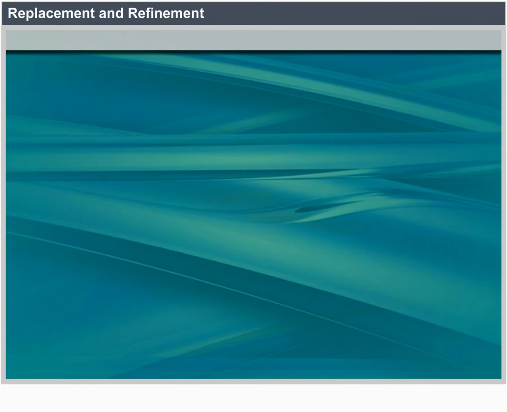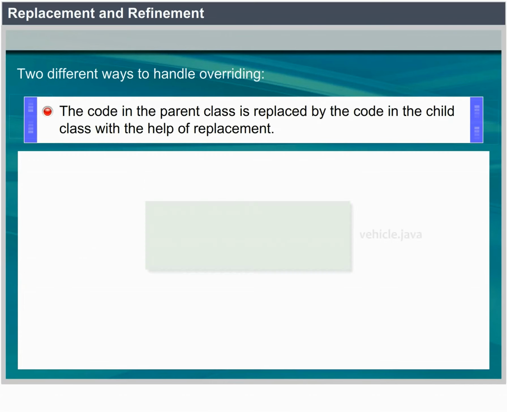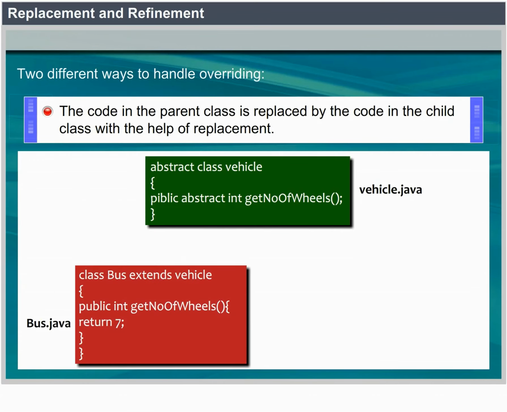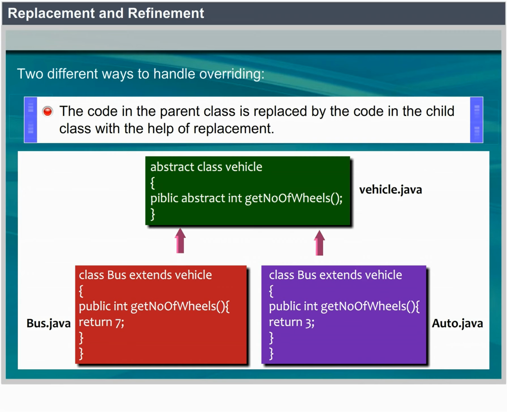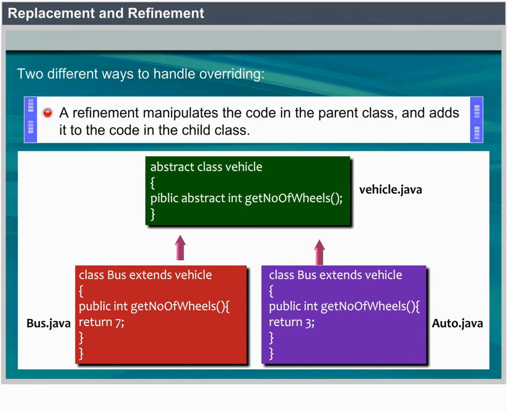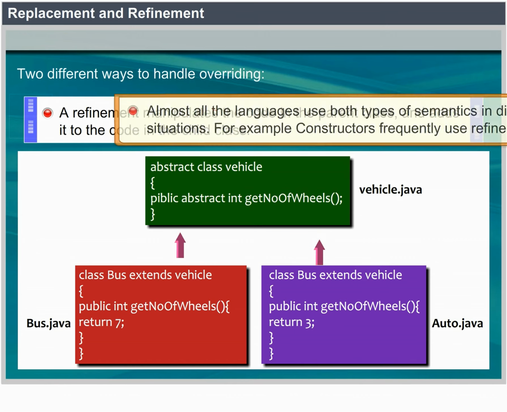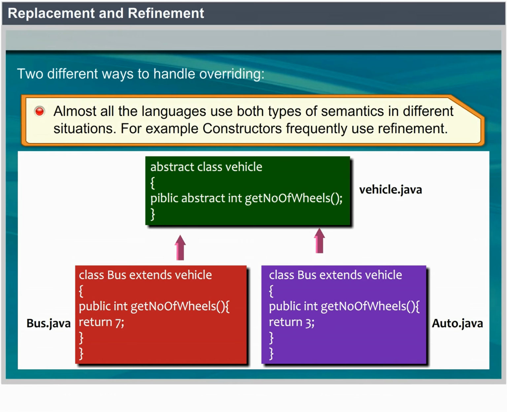Replacement and refinement. Two different ways to handle overriding. The code in the parent class is replaced by the code in the child class with the help of replacement. A refinement manipulates the code in the parent class and adds it to the code in the child class. Almost all the languages use both types of semantics in different situations. For example, constructors frequently use refinement.